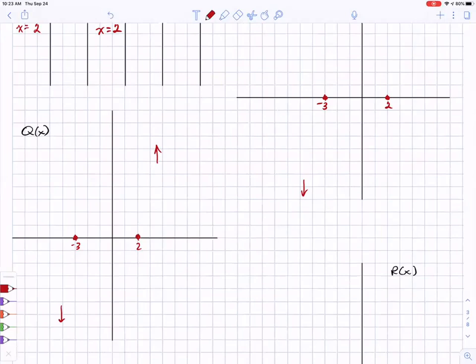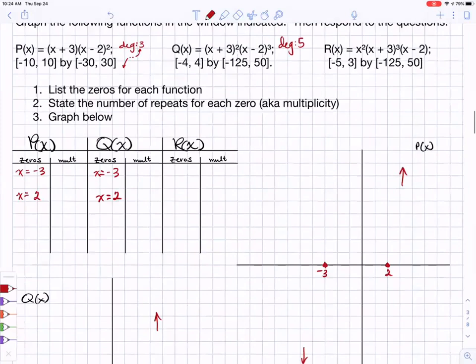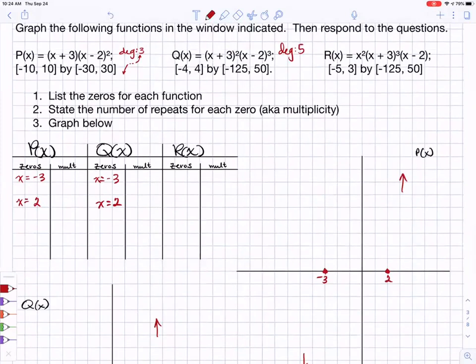Okay, we'll see. All right, now, R of X group. What did you guys find for the zeros?